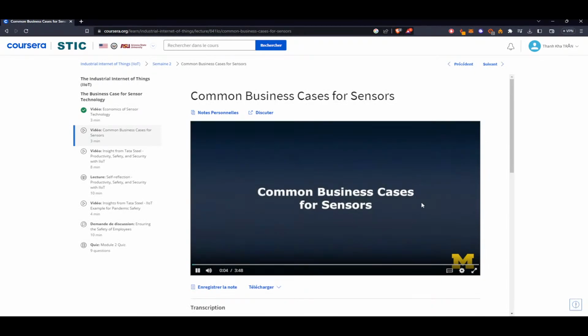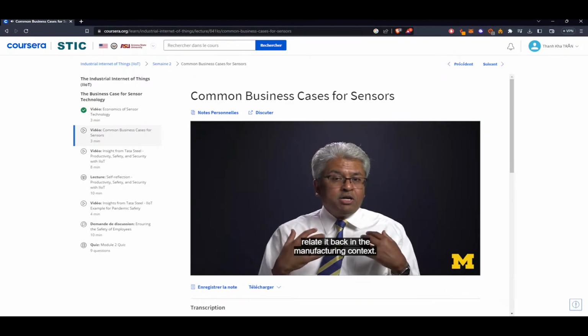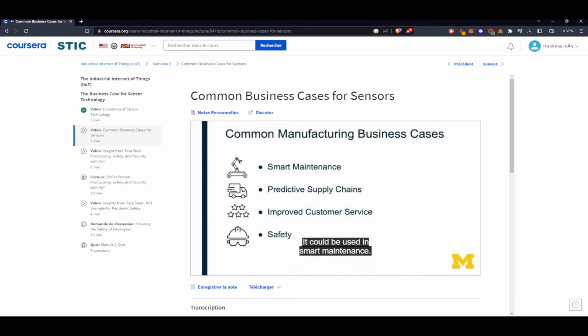Common business cases. If you take the same sensor technology, there are so many examples that you can relate back to the manufacturing context. It could be used in smart maintenance. Within the manufacturing process, just assume that you have sensors on machines, and a particular machine is losing its calibration or not working to the precision it is expected to. There are some parameters you put sensors on, and any deviation in those parameters, the sensor can capture and immediately send information back.